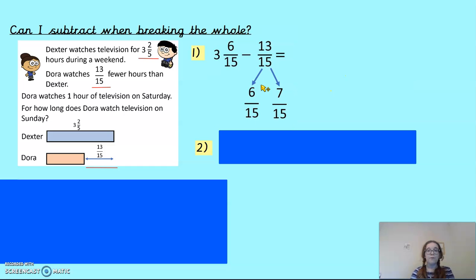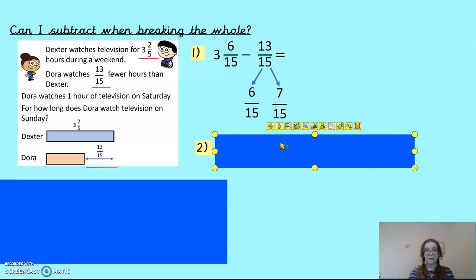The first thing I've done here is make it so that our fractions have the same denominator. So our subtraction becomes 3 6/15 take away 13/15. Now I've partitioned it here into my 6/15, which gets me down to 3, and my 7/15, which I'm going to need to take away from 3.